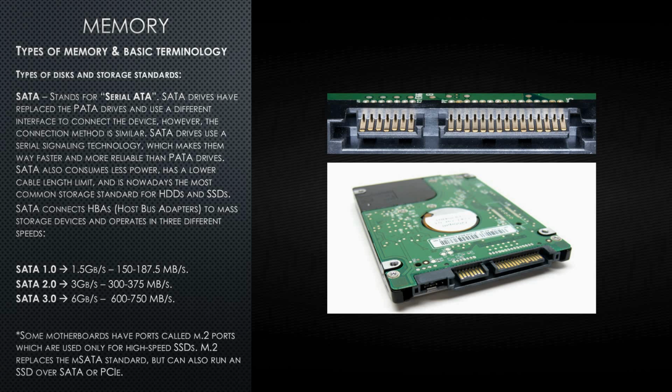SATA 1 operates at 1.5 gigabits per second, which is equal to approximately 150 to 187 megabytes per second. SATA 2 operates at 3 gigabits per second, which is equal to 300 to 375 megabytes per second, and SATA 3 operates at 6 gigabits per second, which is equal to 600 to 750 megabytes per second. Now, some motherboards have ports called M.2 ports, which are used only for high-speed SSDs. M.2 replaces the mSATA standard, but can also run an SSD over SATA or PCIe.